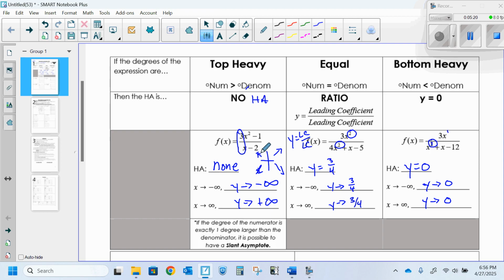So very similar to when we did polynomials. Okay, so bottom heavy, the degree of the bottom is bigger, it's y equals 0. If the degrees are the same, it's y equals the leading coefficient over the leading coefficient. And if the degree of the top is bigger, there's no horizontal, and you're going to check for a slant.